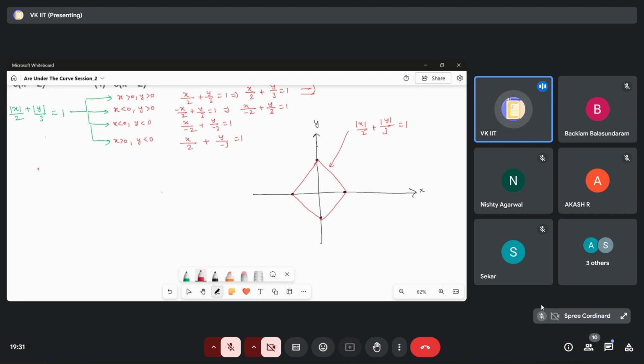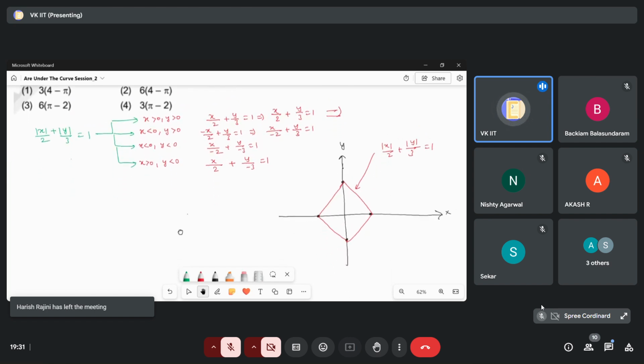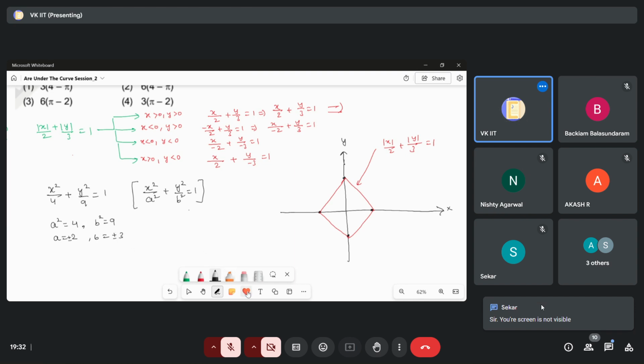After that, the second curve is given to us. Second curve is ellipse, x square by 4 plus y square by 9 is equal to 1. When you compare this by the standard format, x square by a square plus y square by b square is equal to 1, you will be getting a square is equal to 4 and b square is equal to 9, or I can say a is equal to plus minus 2 actually, and b is equal to plus minus 3. So let me write these points here.